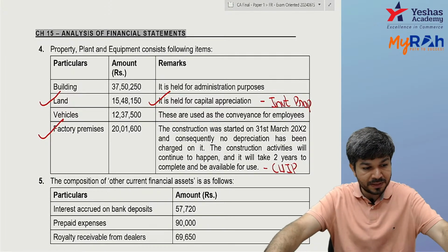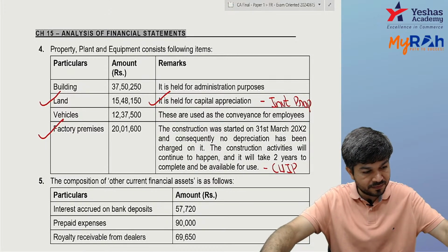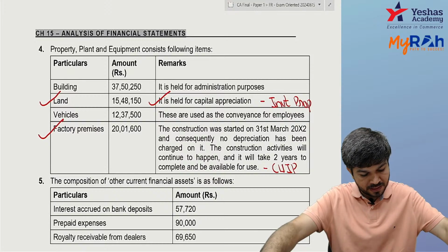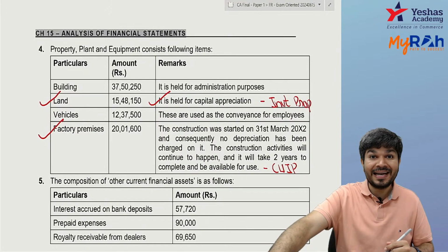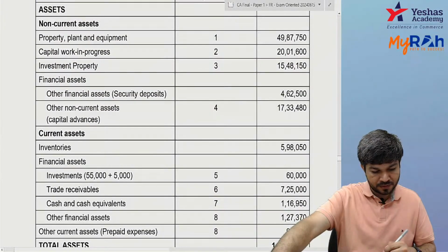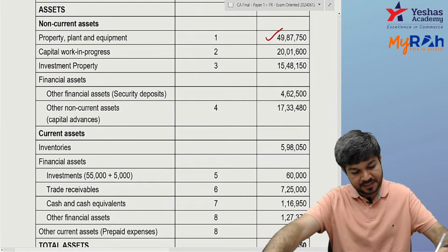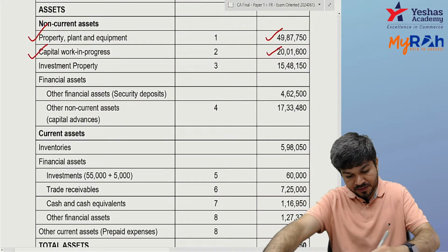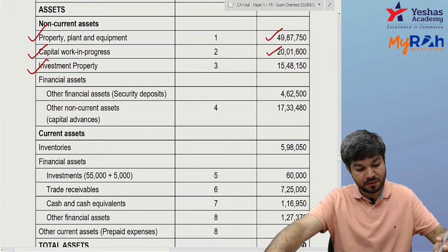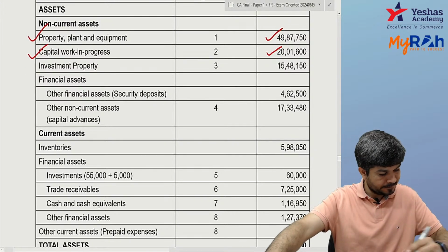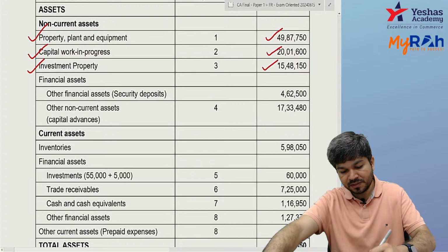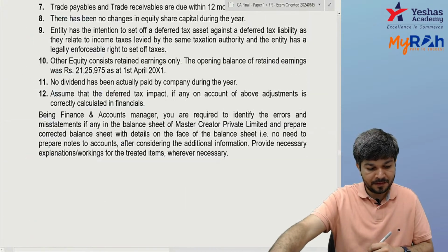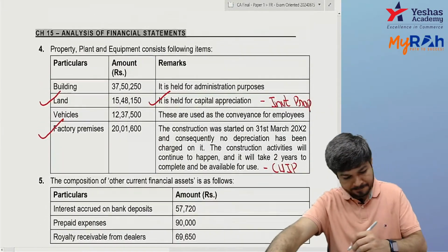The total under PPE will be 3750,250 plus 1237,500, 4987 will remain. Okay, so coming to solution C, 4987. One thing goes in CWIP, one thing goes in investment property. Okay, this point also done.